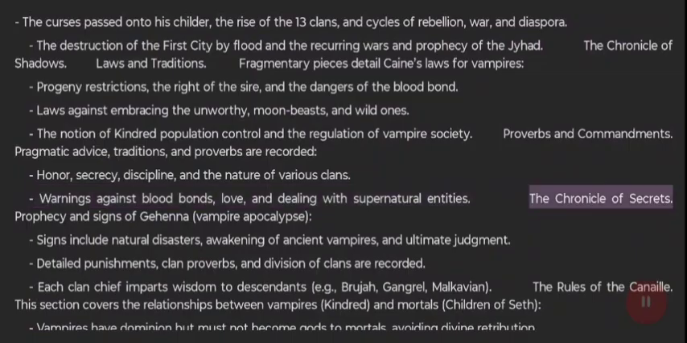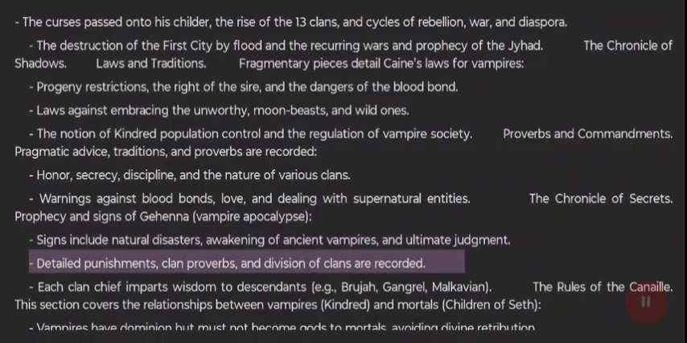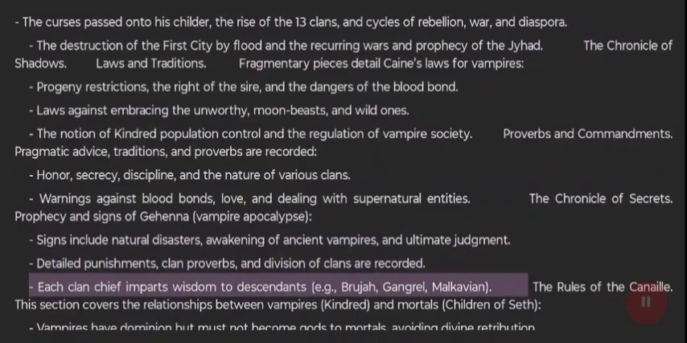The Chronicle of Secrets. Prophecy and signs of Gehenna, the vampire apocalypse. Signs include natural disasters, awakening of ancient vampires, and ultimate judgment. Detailed punishments, clan proverbs, and division of clans are recorded. Each clan chief imparts wisdom to descendants, e.g., Bruja, Gangrel, Malkavian.